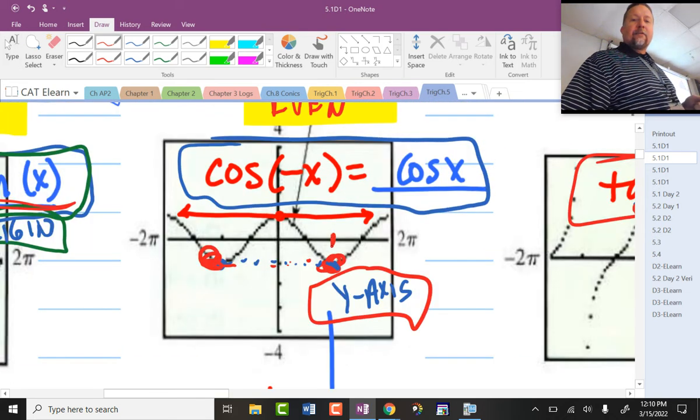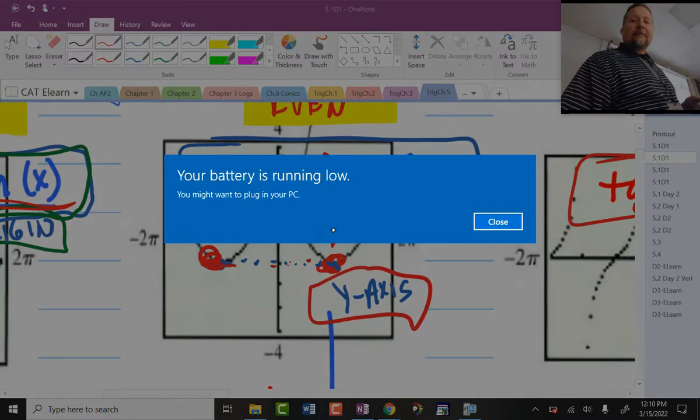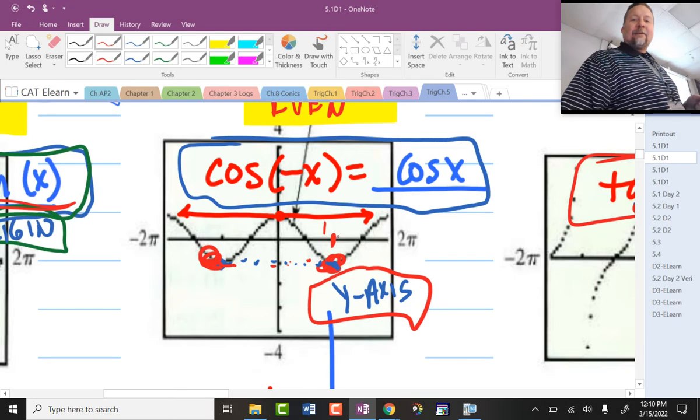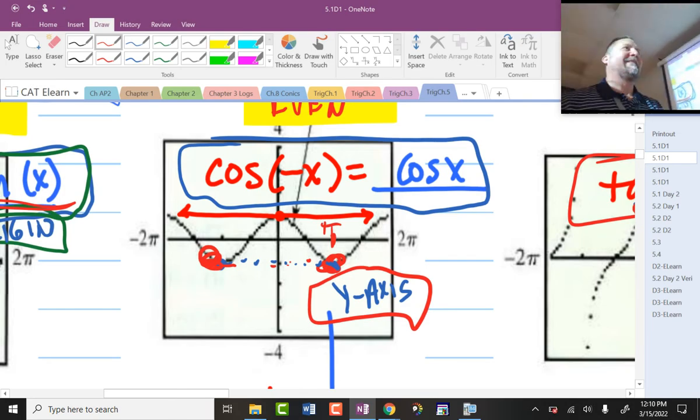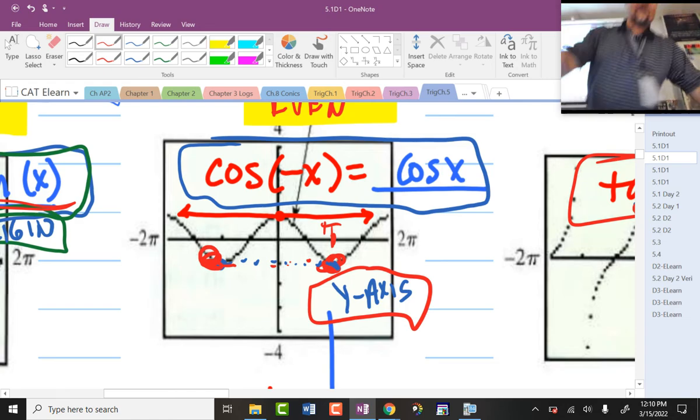I decided to pick this in the other class. This is pi on the x-axis. Oh, no. You know what that means? I get to be a lazy bum and go sit at my desk now because my battery's going to run out. Oh, my gosh. No comment.